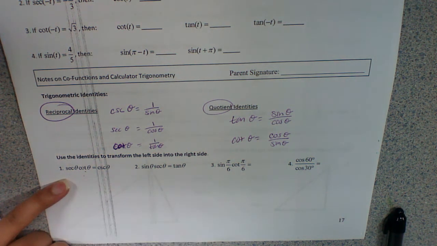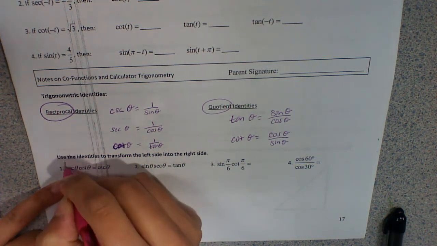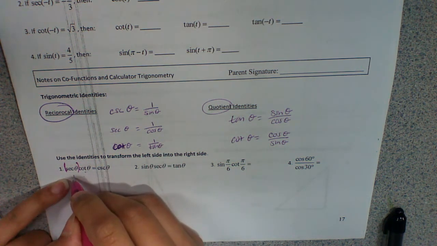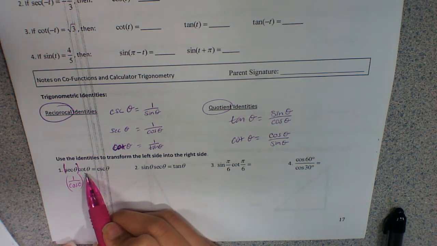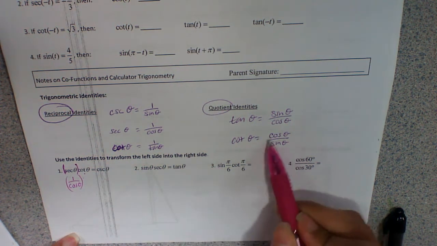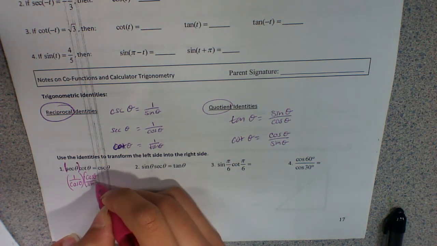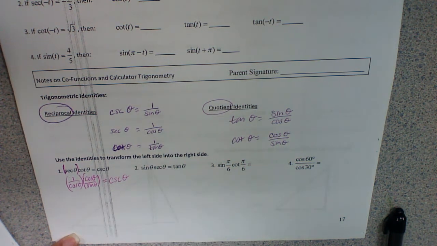Now to prove that, on the left side I'm going to rewrite everything in terms of sine and cos, because that's putting it in simplest terms. Secant, as we stated just up here, is 1 over cos, so let me write that down. And cotangent, in terms of sine and cos, is cos over sine. Now we want to show that that equals cosecant of theta.